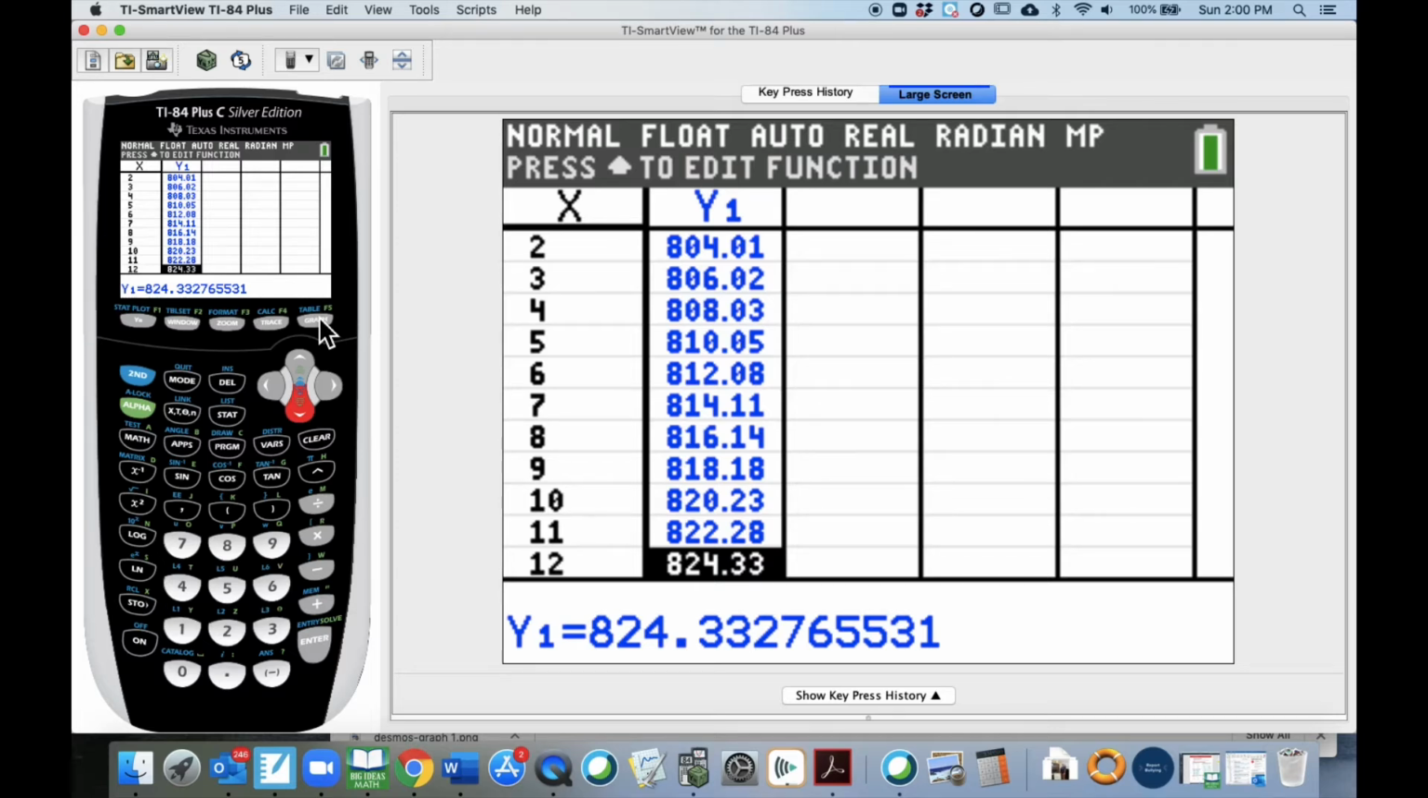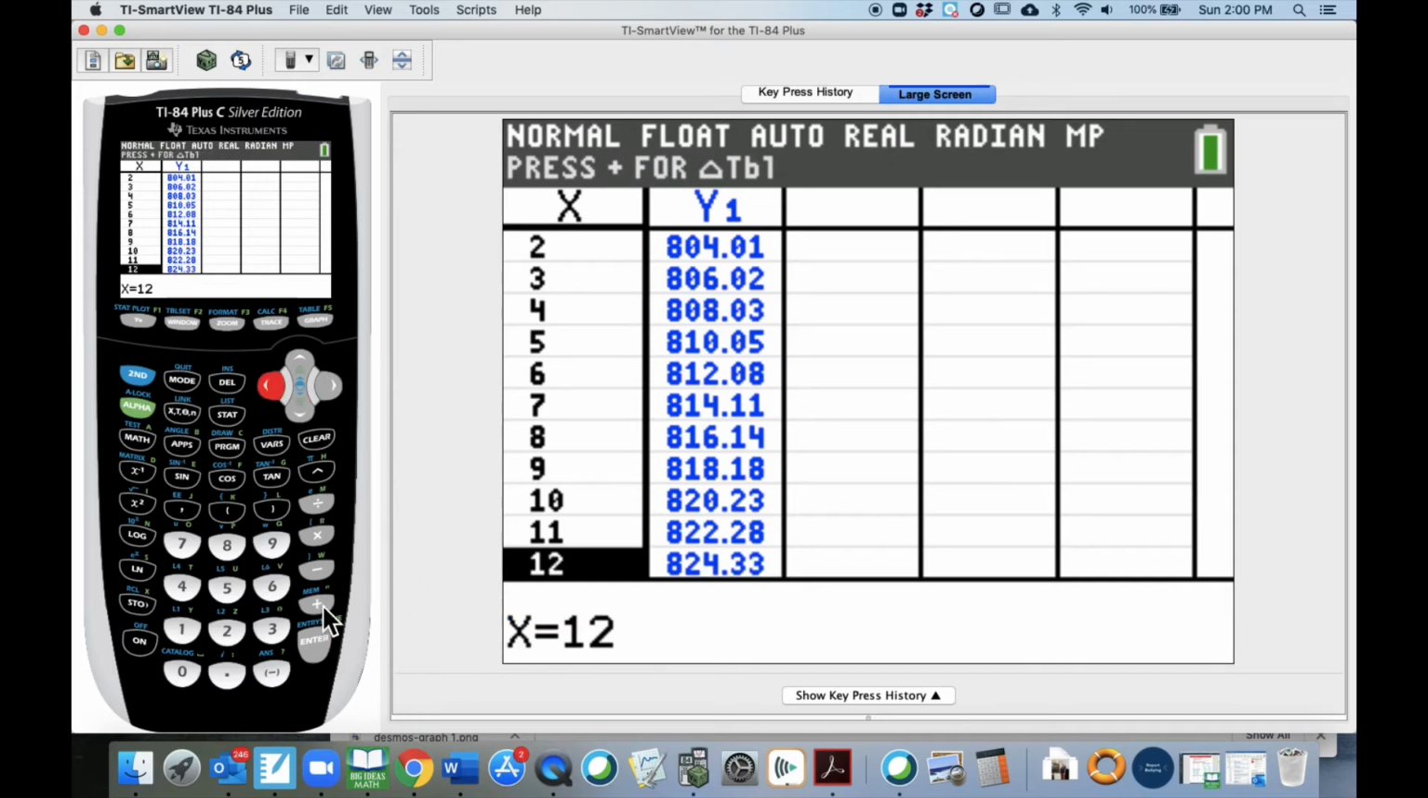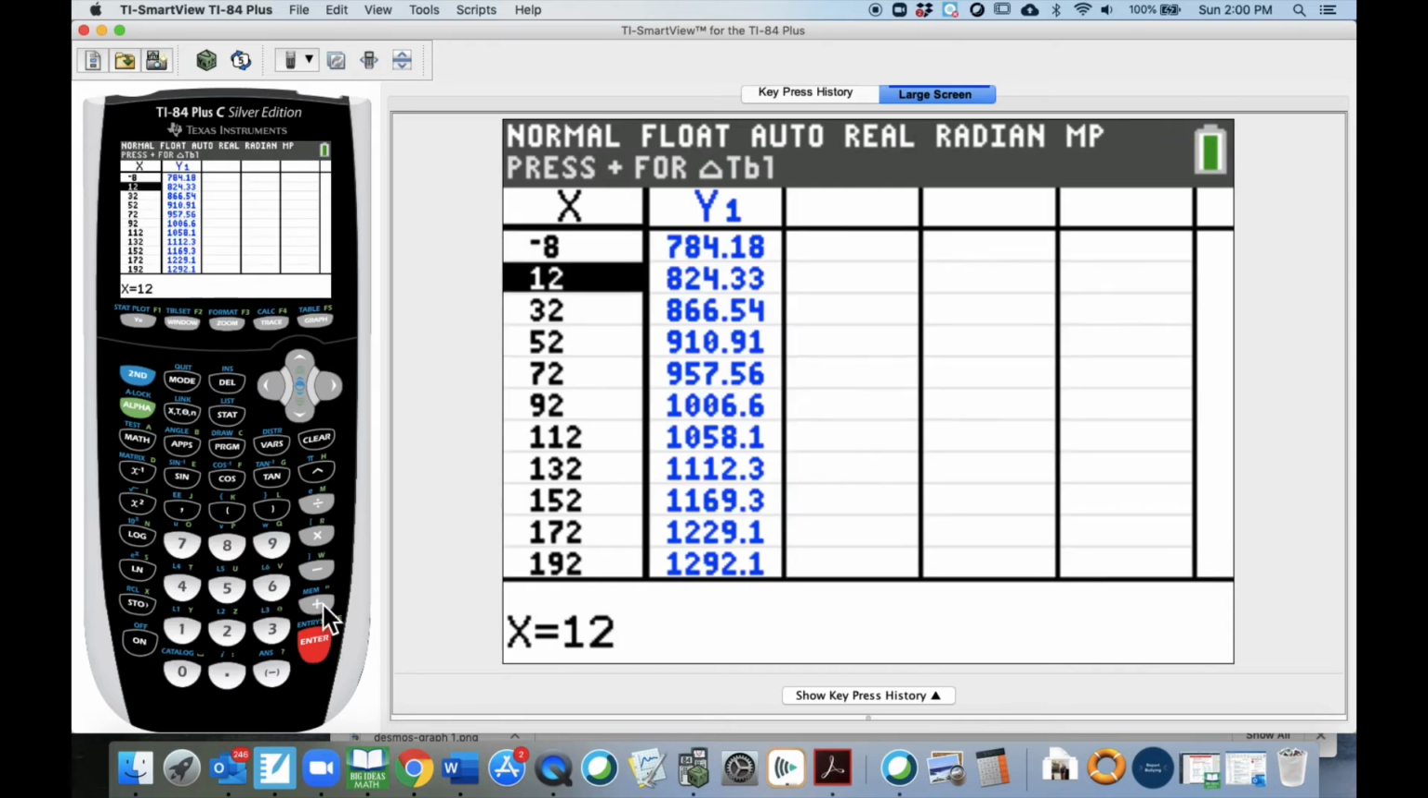I could arrow down or I can go to my plus button. I'm going to move over here. I'm going to go to my plus button and I'm going to change my 20s because you see that just means I'm going to jump 20 down. So now I'm going to get to 32. Here we are, 32. And now I'm going to go back and go to change in table again, change it just to 1.